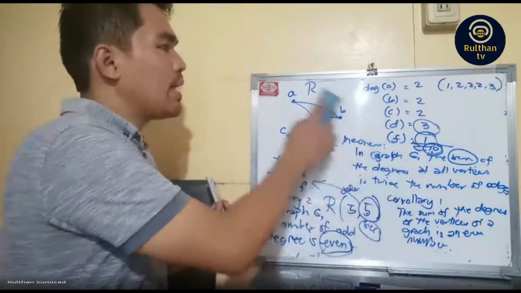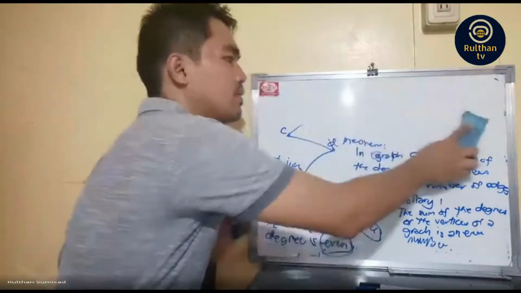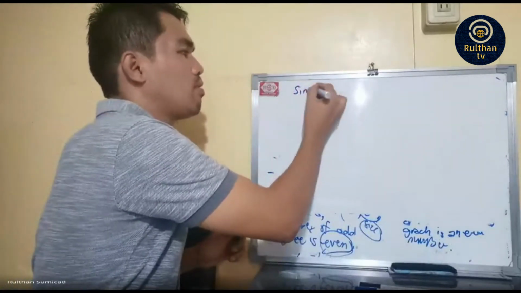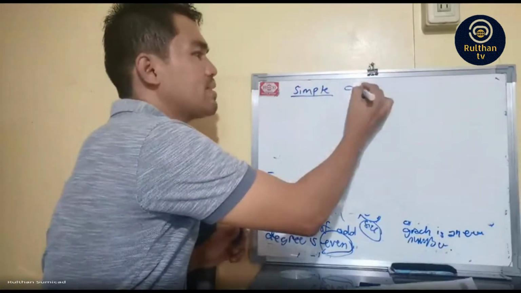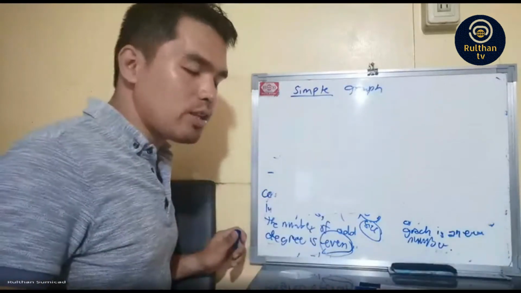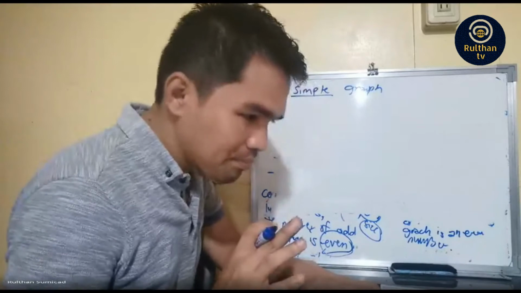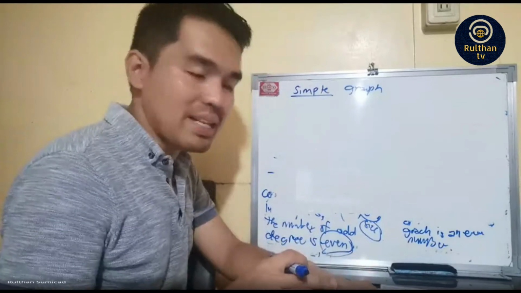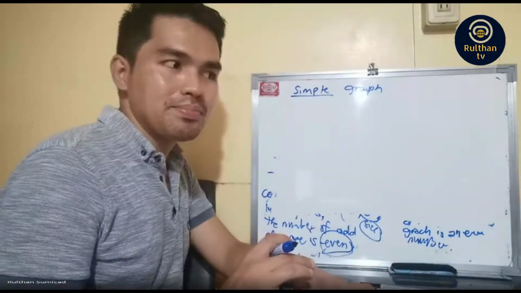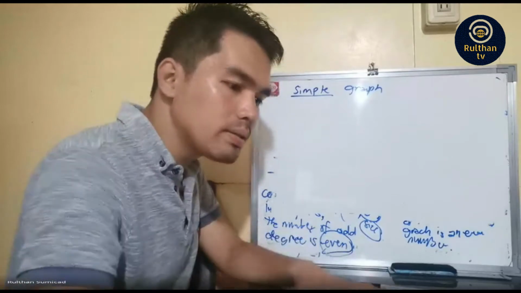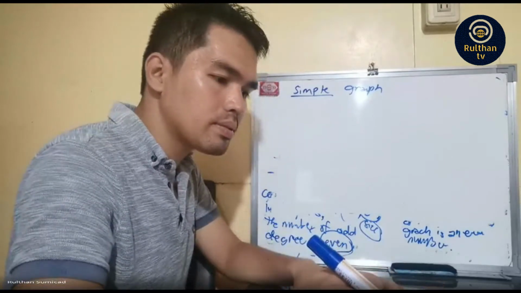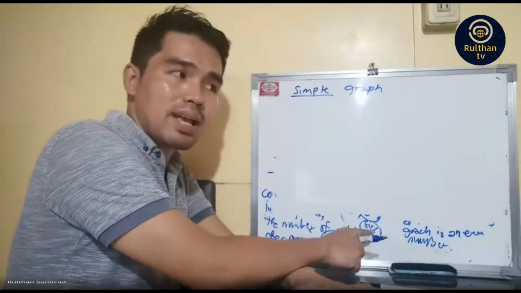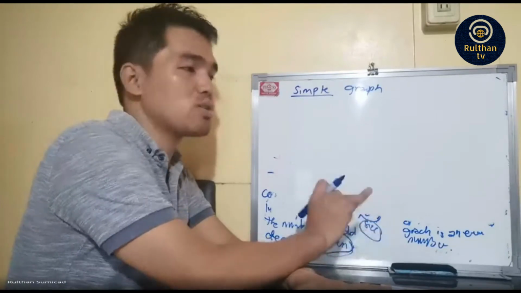Okay, let's now discuss the types of graphs. There are different types of graph. First, the simple graph. A simple graph has no loop and no multiple edges. That's a simple graph. So the first example that I had earlier was a simple graph because there is no loop and there are no multiple edges.